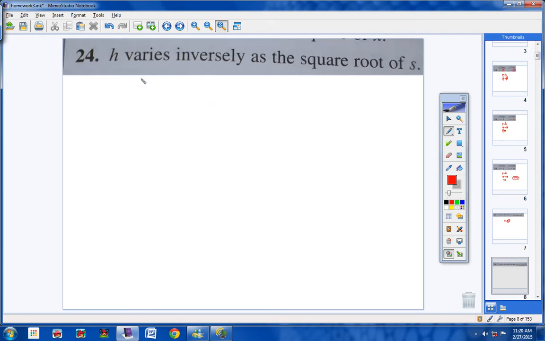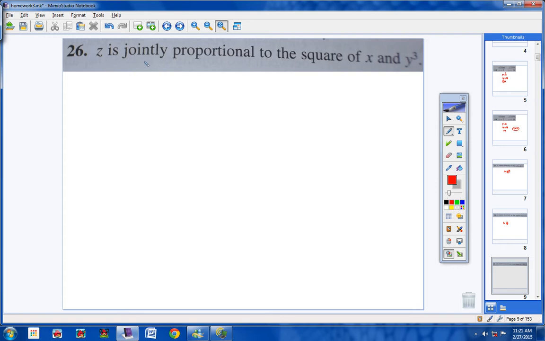Number 24. H varies inversely. Now remember, inverse variation means the k is up top. So there we go. H varies inversely as the what? What does h vary inversely with? S, the square root of s. And I usually put a little line through my s's so no one thinks they're a 5, okay? You don't have to do that, obviously. So h varies inversely as the square root of s. Okay? Alright, 26.